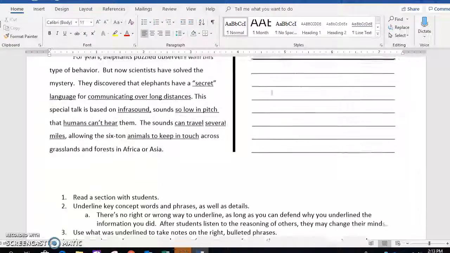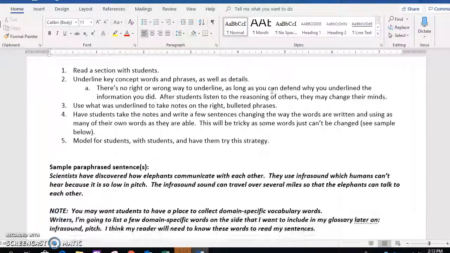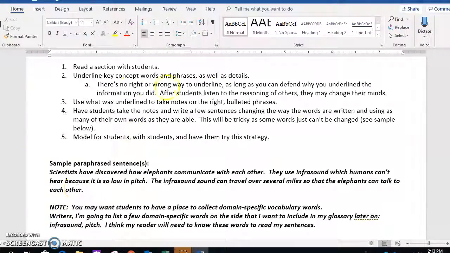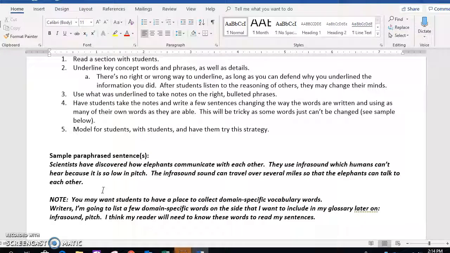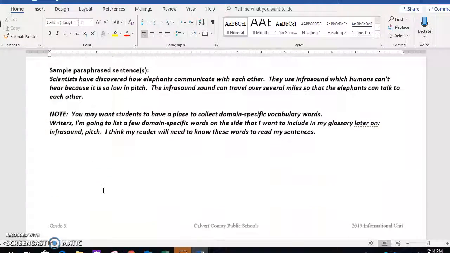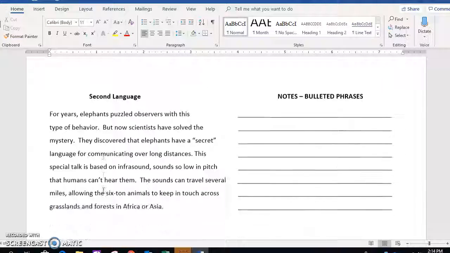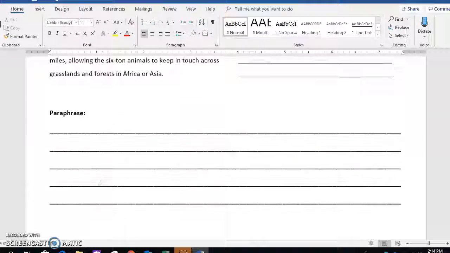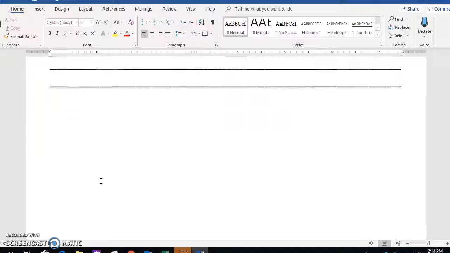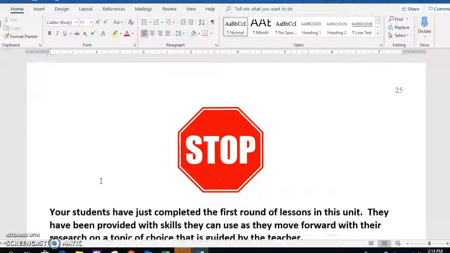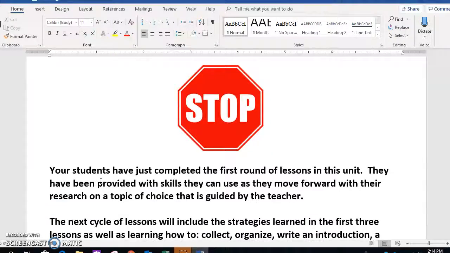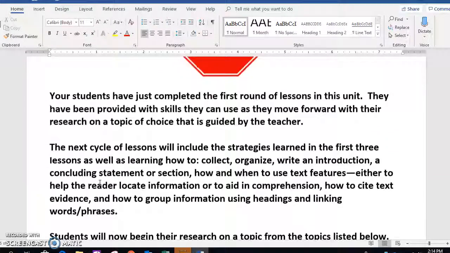You can model this for students, and then they can go ahead and do a different section of that Big Talkers article. Once they have their notes on the right, they will work on writing a sentence or 2, putting that information together in their own words, using those keywords and phrases. There's a sample here, and if you turn over to page 24, you can see there's a blank so that the student can follow along as you model this. Again, once you have that article copied, students can go ahead and do another section.